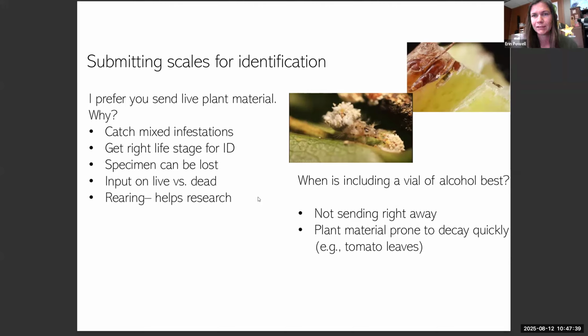A lot of times when I get bags of scales, I'll be able to rear out parasitoid wasps or to observe natural enemies interacting with scales. So it can kind of be like a little microcosm in a bag.